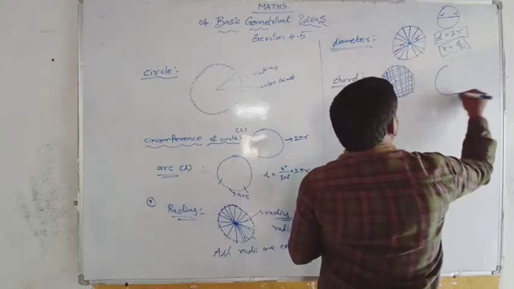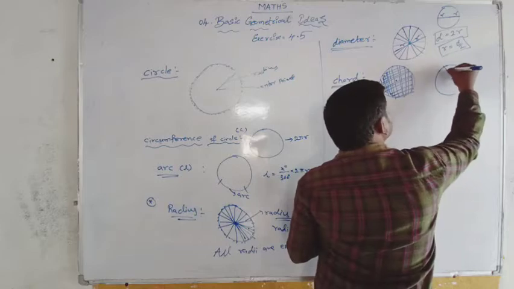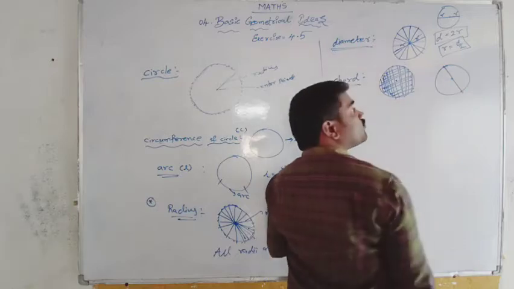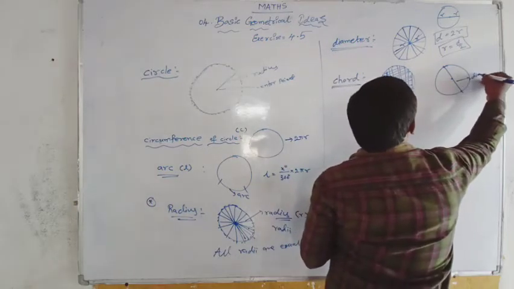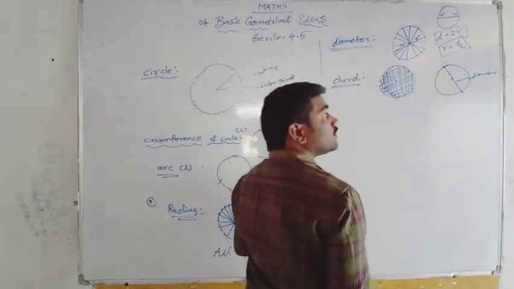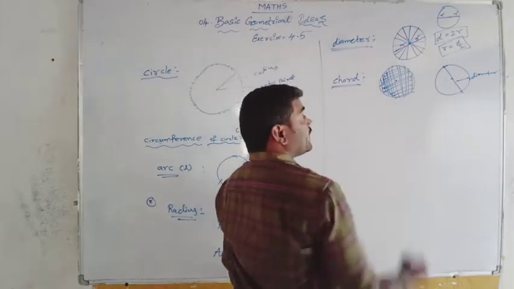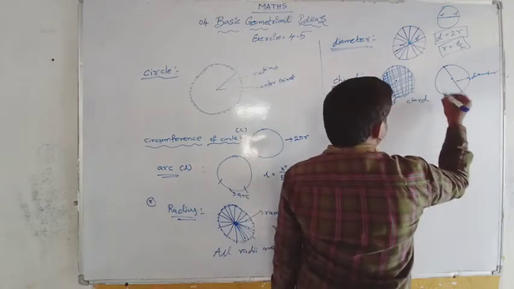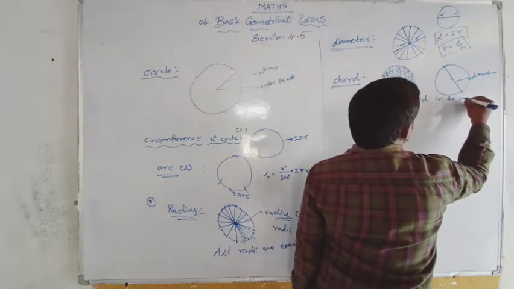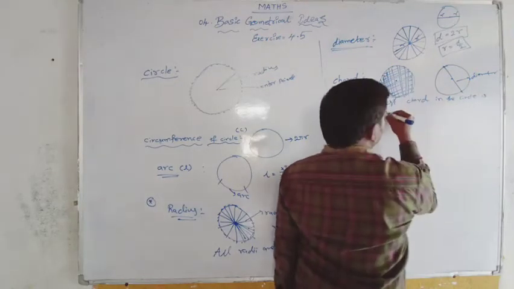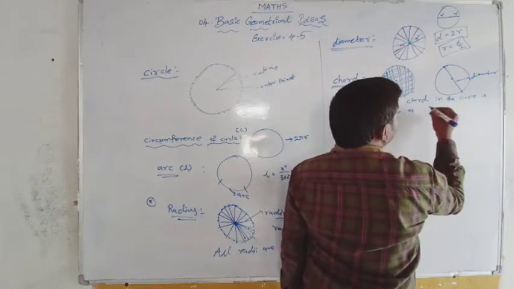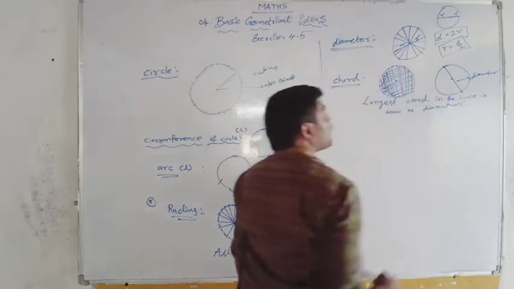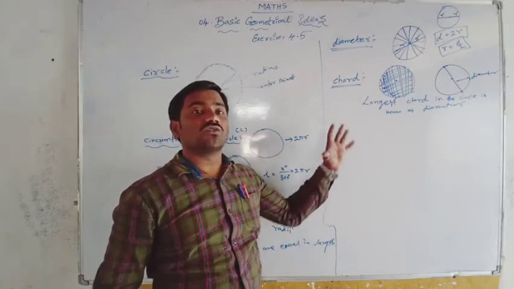Suppose I am drawing it. Suppose this is a chord which is passing through the center point of the circle and intersecting the circumference at 2 points, so it is known as a diameter. So the longest chord is known as a diameter. You must learn that the longest chord in the circle is known as a diameter.